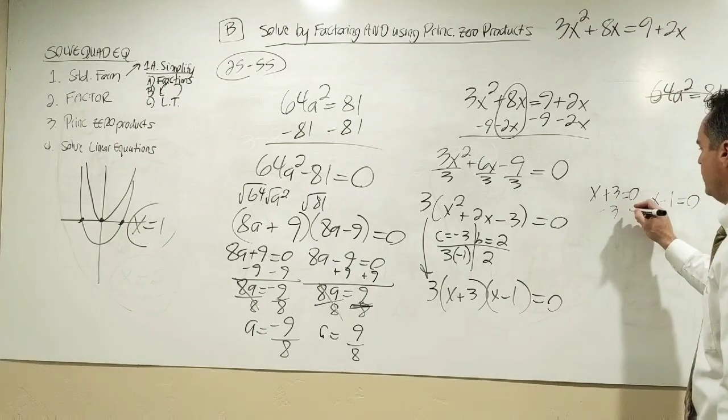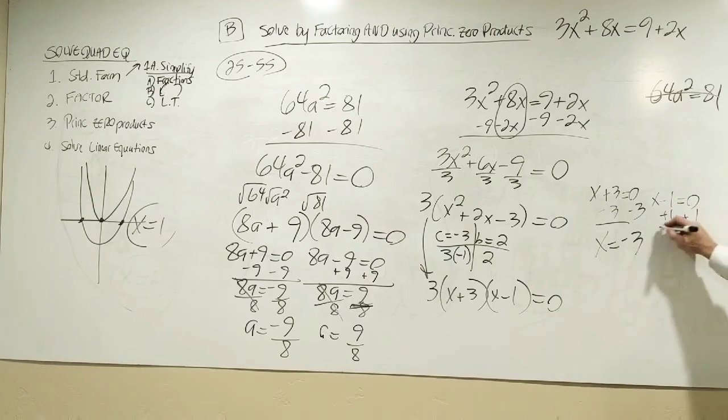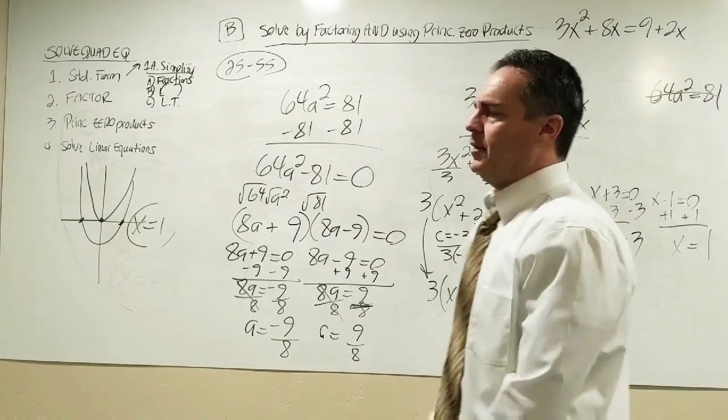We solve each of these. We subtract 3. We get x equals negative 3. Over here we add 1. We get x equals 1. Okay, we are done.